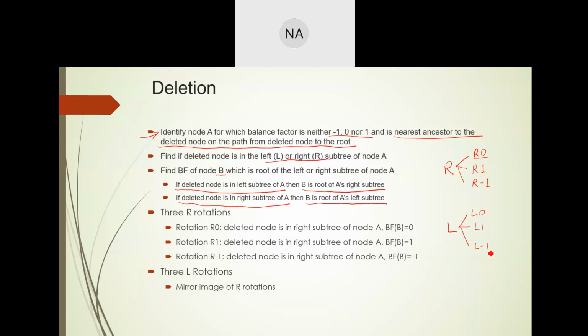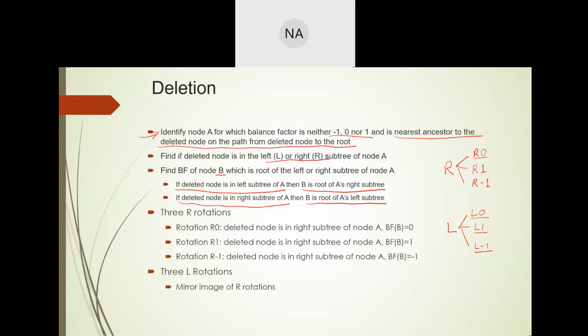L means the node is deleted from the left subtree of node A, and in that case, node B will be the root of the right subtree of node A. If its balance is equal to 0, the rotation will be L0, and if it is 1, it will be called L1, and when the balance factor of node B is -1, the rotation will be called L minus 1.